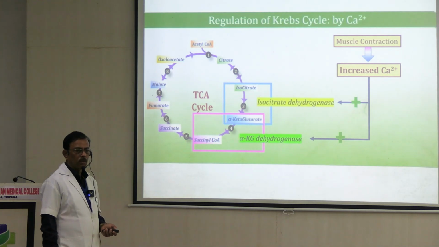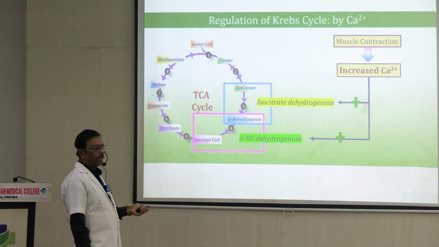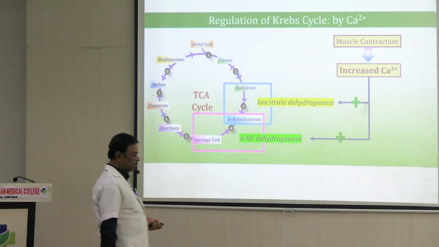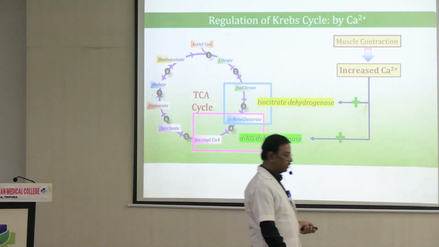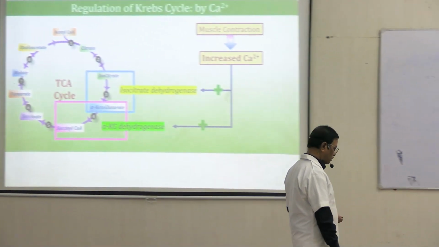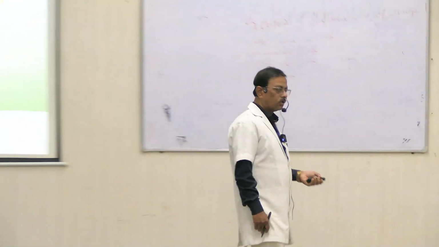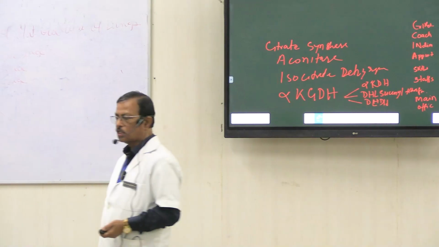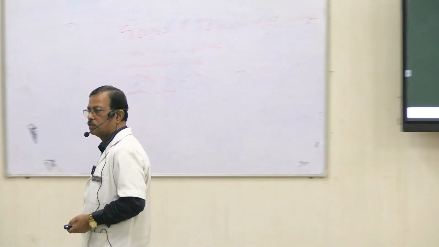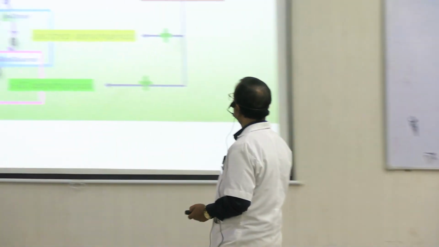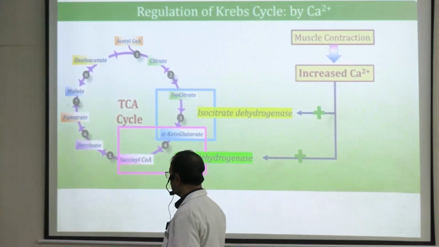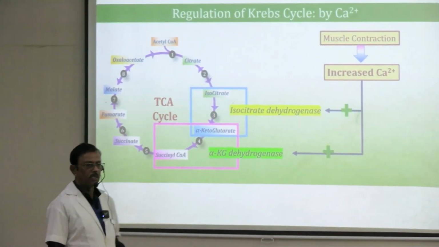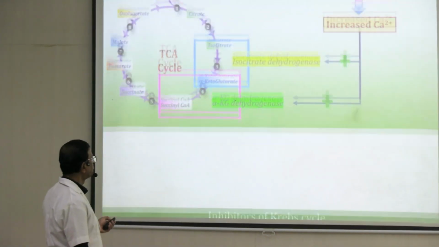Regulation by calcium. Calcium activates isocitrate dehydrogenase and alpha-ketoglutarate dehydrogenase and enhances the occurrence of the TCA cycle, because when there is muscle contraction, the body needs more ATP, so release of calcium ion activates enzymes of the TCA cycle and thereby increases ATP production.